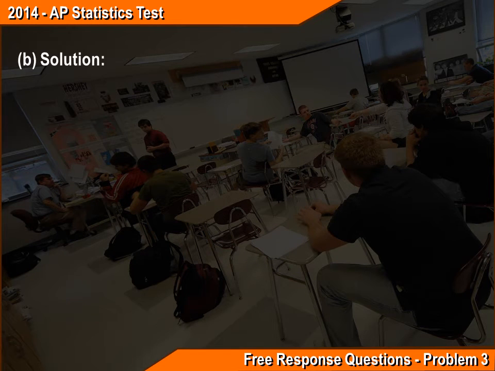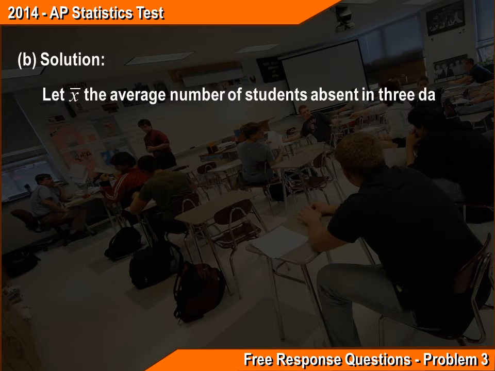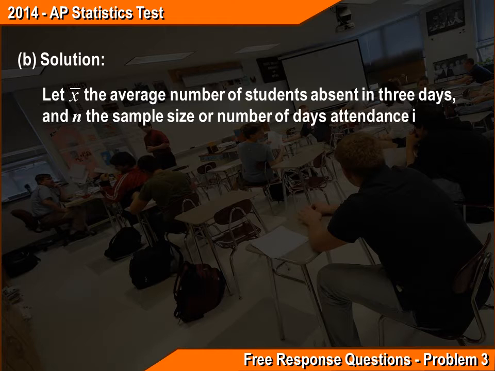To answer this question, let the variable x bar represent the average number of students absent in 3 days, and n the sample size, or number of days attendance is taken. The mean is again 120, the standard deviation is 10.5, n equals 3, and the probability of x bar more than 140 has to be calculated.